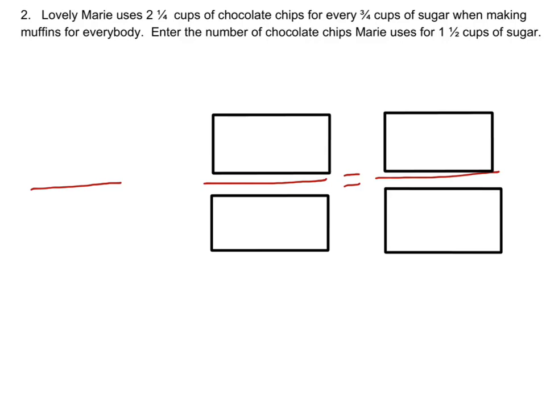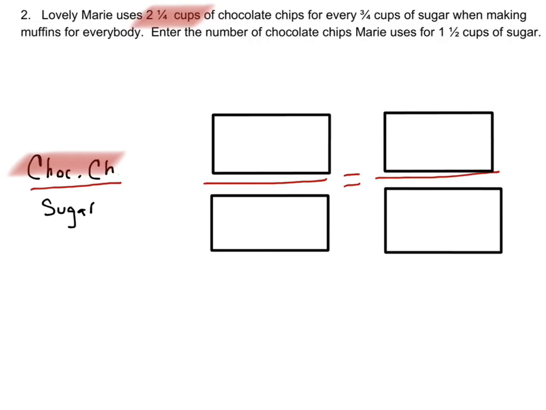Okay, this is a proportion, number 2. So we have to figure out what is going on here. We have sugar. Actually, let me do not sugar on top. Let's do chocolate chips over sugar, as I've seen a lot of people do that. Alright, so chocolate chips I'll do in red. 2 1/4 cups chocolate chip. So that goes on top.